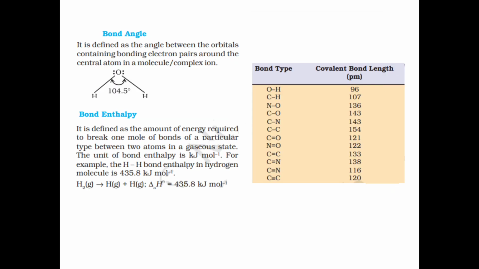Bond angle is defined as the angle between the orbitals containing bonding electron pairs around the central atom in a molecule or complex ion. Bond enthalpy is defined as the amount of energy required to break 1 mole of bonds of a particular type between two atoms in a gaseous state. The unit of bond enthalpy is kilojoule per mole. For example, the hydrogen-hydrogen bond enthalpy in the hydrogen molecule is 435.8 kilojoule per mole.